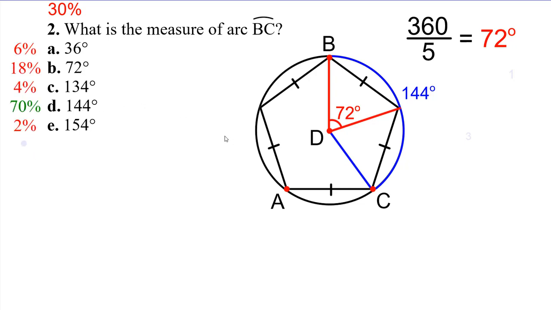So the most missed answer would be 72. All you simply forgot to do was to double it. So you found out what one of them was, but BC is not one of them, it's 2 of them. So I think you can clearly see that.